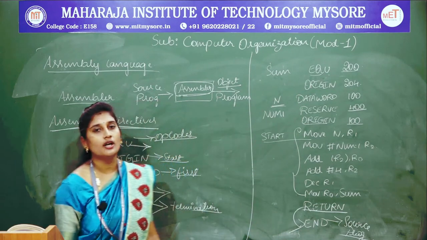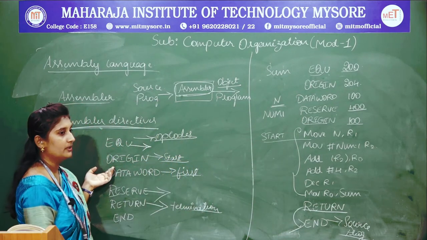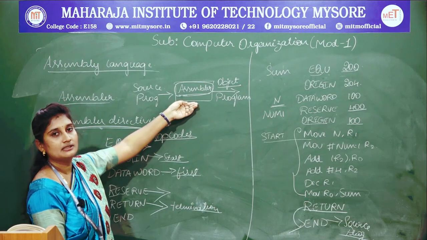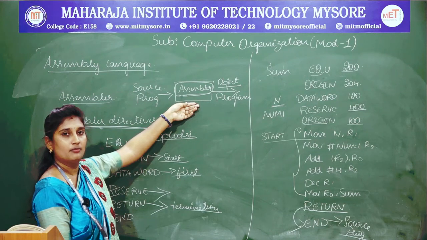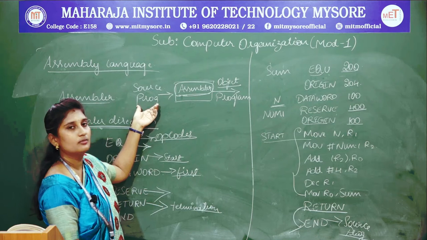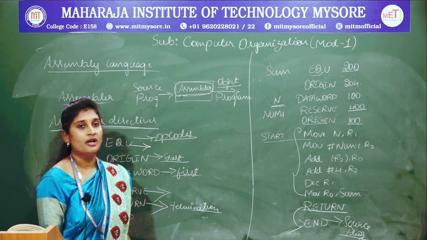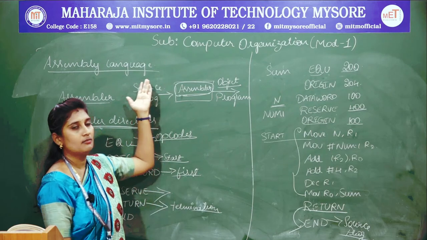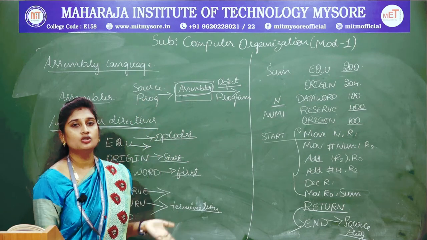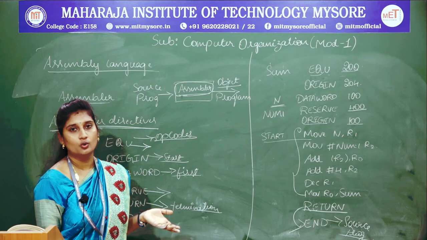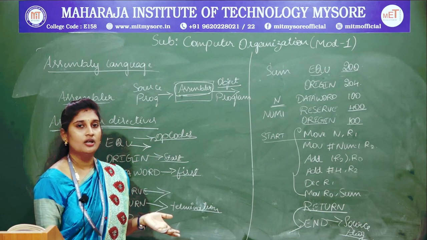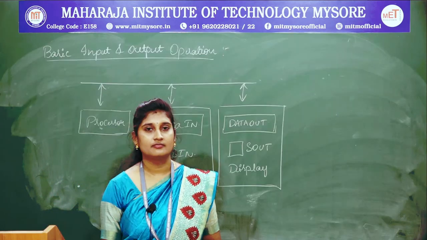Fine. This is how your assembler directives operate with the help of your system software called the assembler. So the assembler is responsible for converting the source program into your object program. This is all about your assembly language, that is the use of mnemonics and their rules. Fine. Understood?